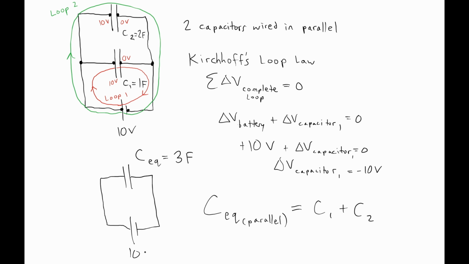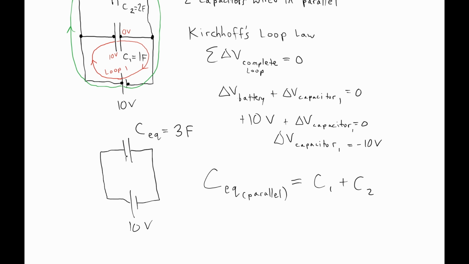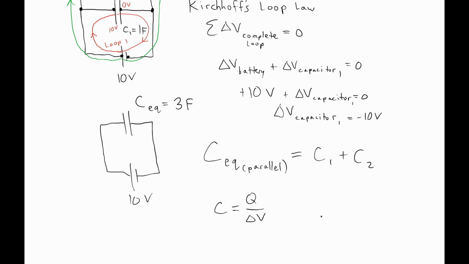Let's now try to figure out, in the imaginary situation, how much charge would go on the imaginary capacitor. So for that, we just use the rule C equals Q over delta V. So we're going to have 3 farads equals Q over 10 volts. Therefore, our charge is going to be 30 coulombs.